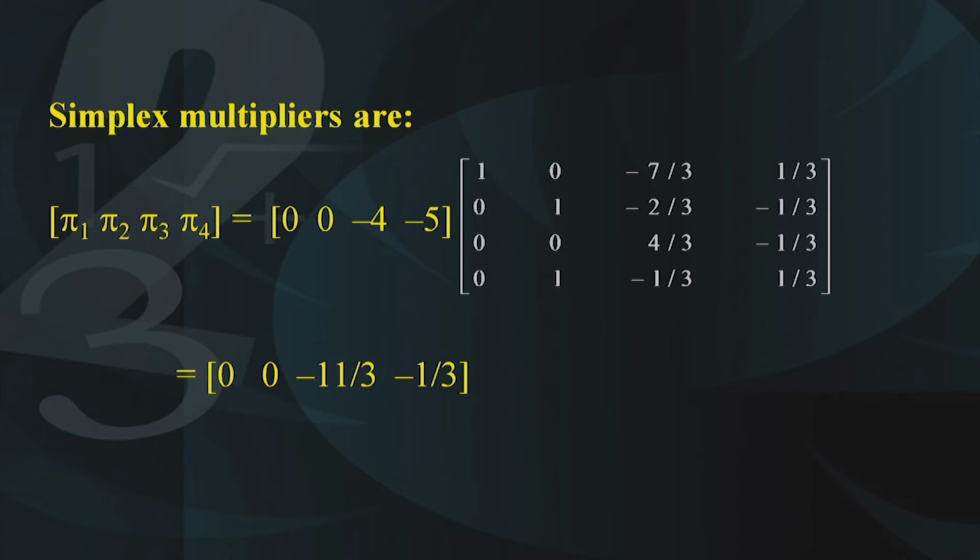So, we have got these simplex multipliers, and when you multiply this row vector with this matrix, you get the final simplex multipliers as 0, 0, minus 11 by 3 and minus 1 by 3. So, these are nothing but the simplex multipliers.